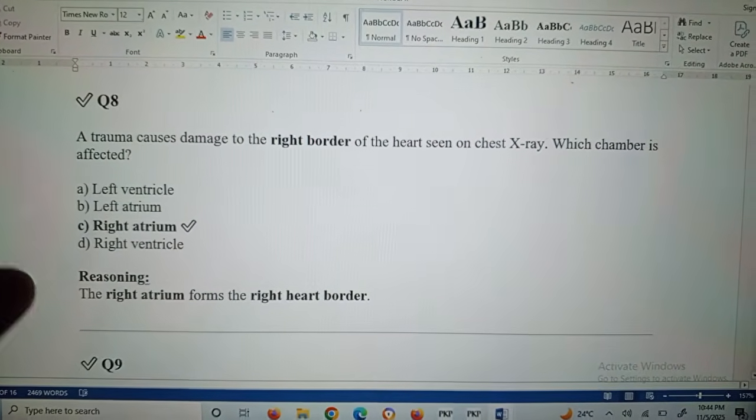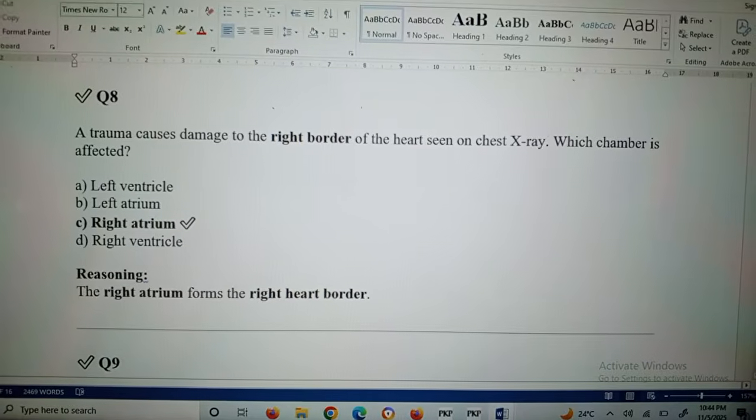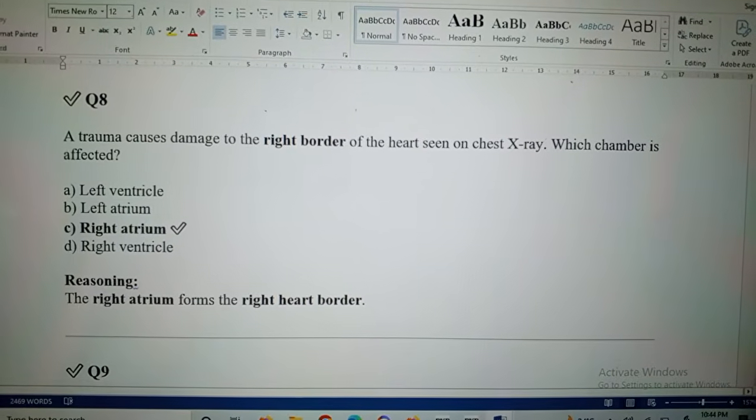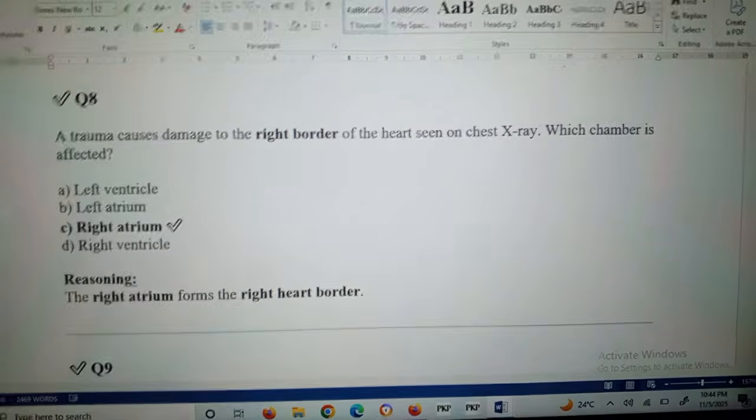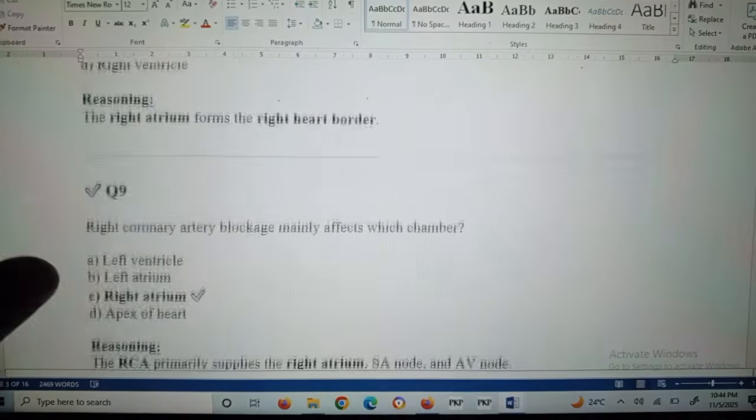Question number 8: trauma causes damage to the right border of the heart, seen on the chest X-ray. Which chamber is most likely affected? Obviously the right atrium, because it forms the right border of the heart.